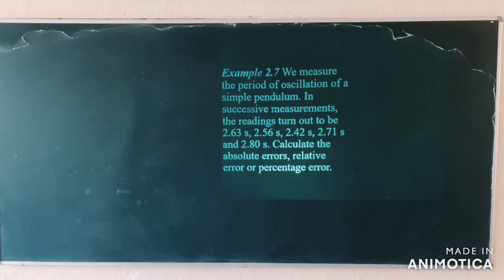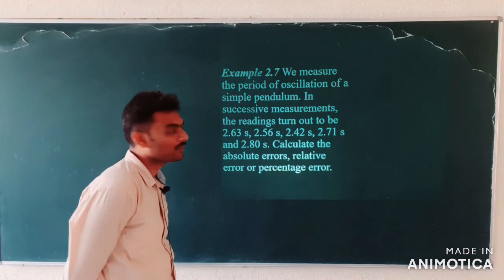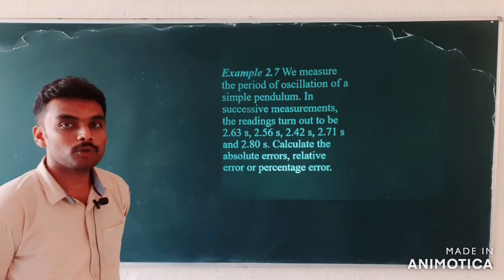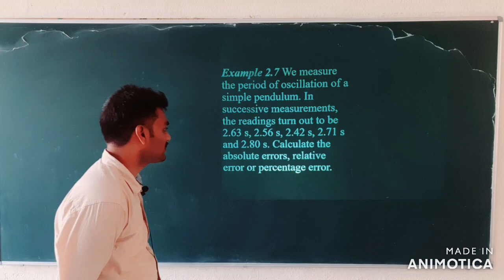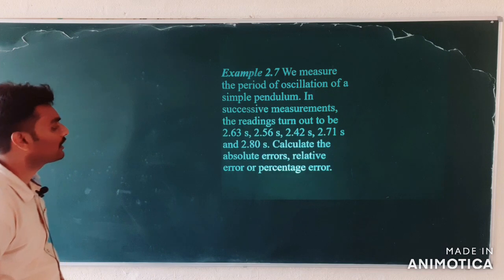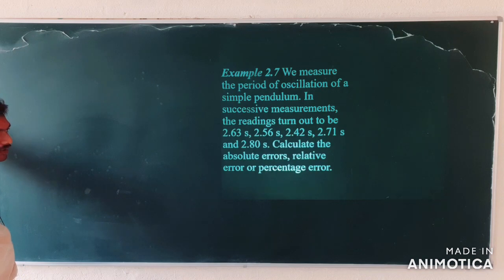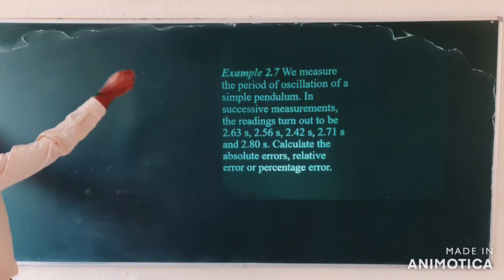We measure the period of oscillation of a simple pendulum. In successive measurements, the readings turn out to be 2.63 second, 2.56 second, 2.42 second, 2.71 second and 2.80 second. Calculate the absolute error, relative error and percentage error. What are these given? These are the measurements given. So we have totally 5 measurements given for the period of oscillation of a simple pendulum.